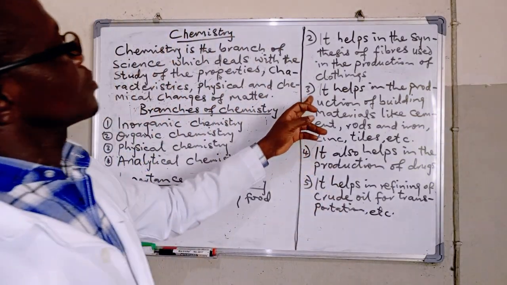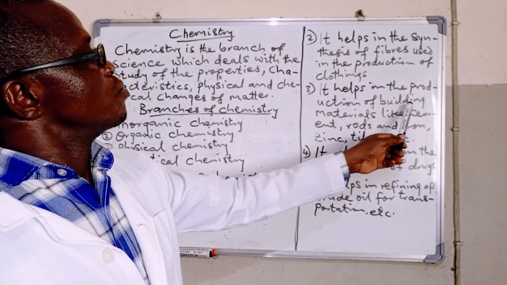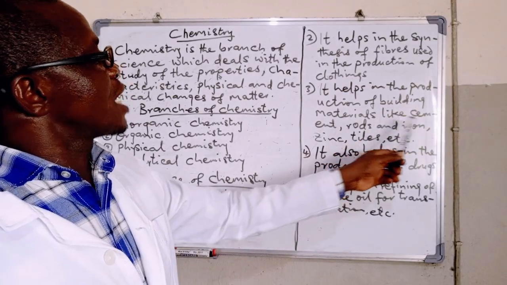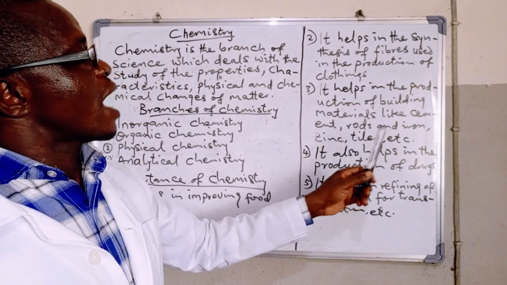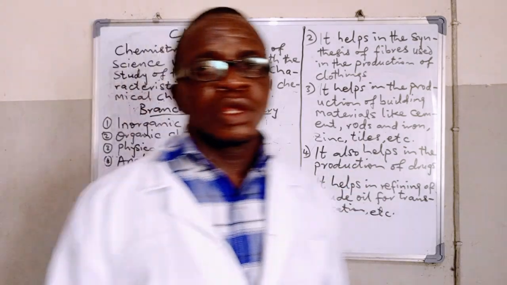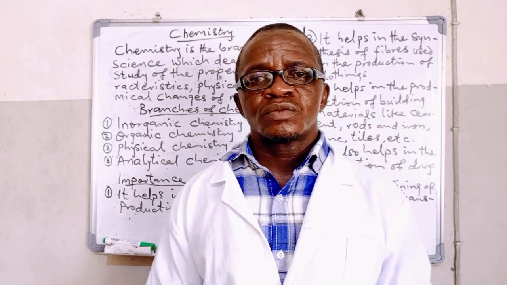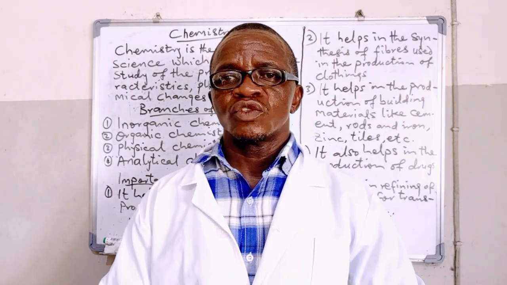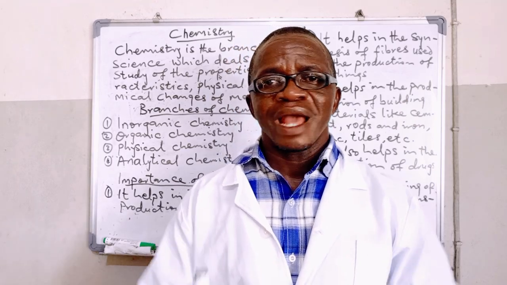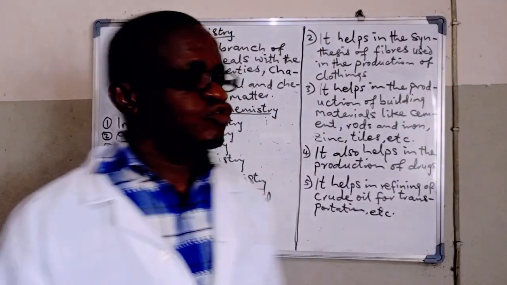Number three, it helps in the production of building materials like cement, rods and iron, zinc, tiles, and so on. These materials are used for the building constructions so that we can have where to put our heads. They are all being produced from the knowledge of chemistry.